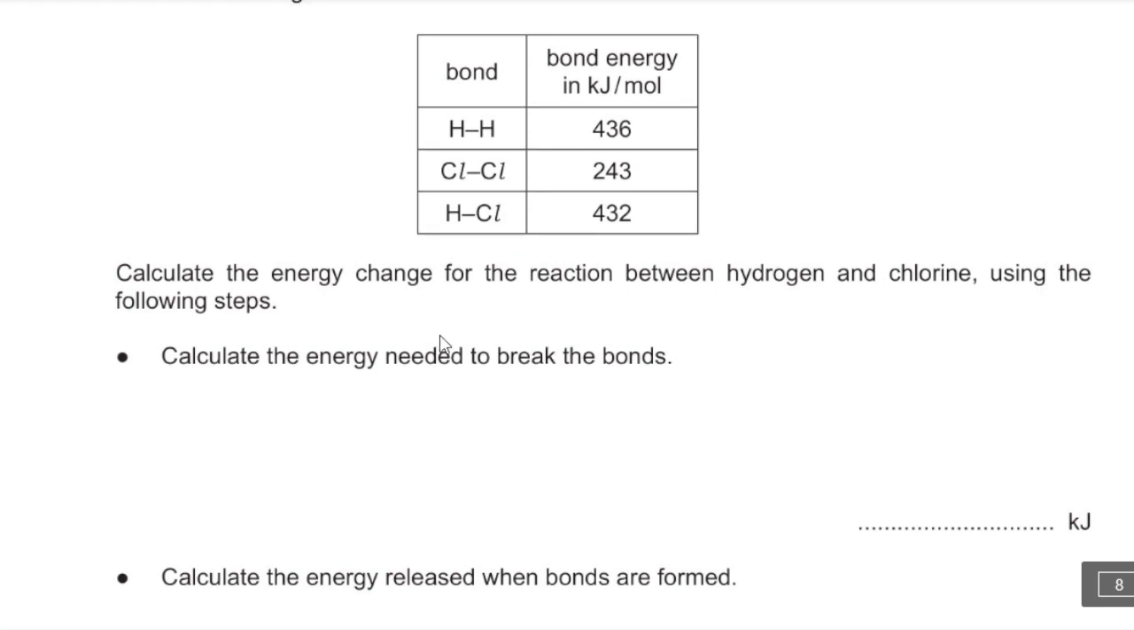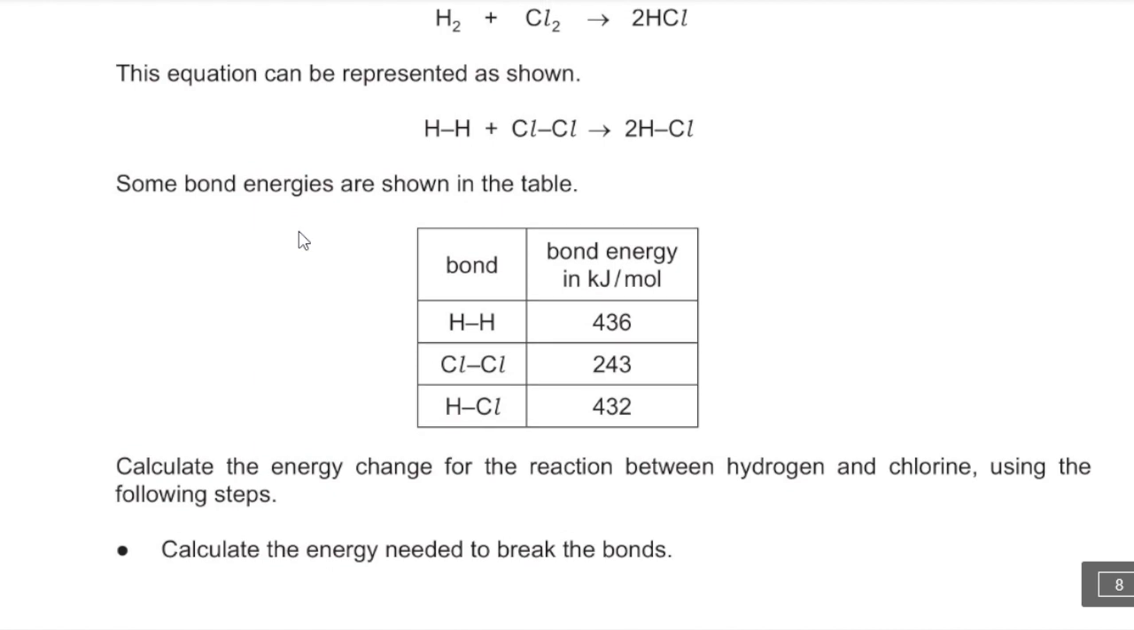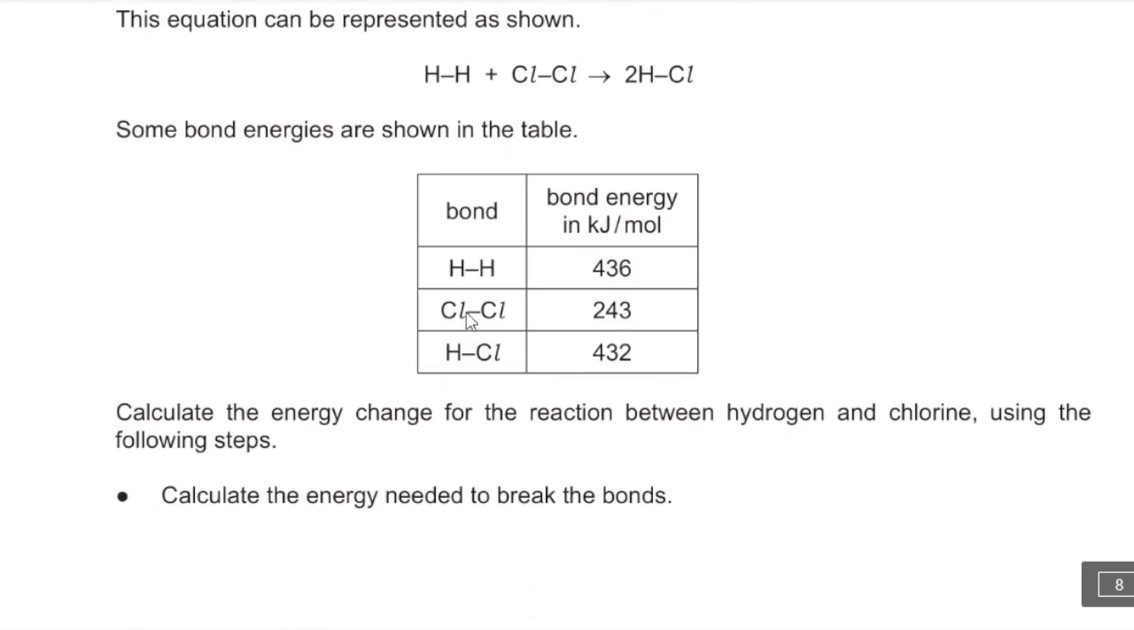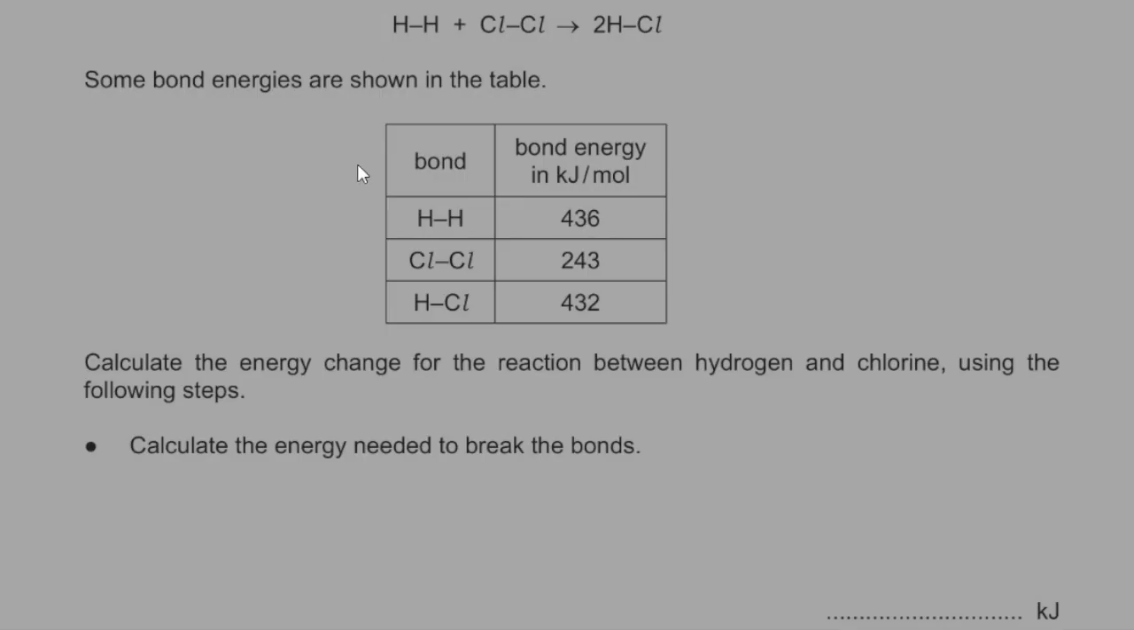Right, so calculate the energy needed to break bonds. Breaking bonds applies to the reactant side, which has a hydrogen molecule and a chlorine molecule, both of them being diatomic. So we have the energy required for breaking hydrogen and chlorine molecules, and the sum of them is 679 kilojoules.